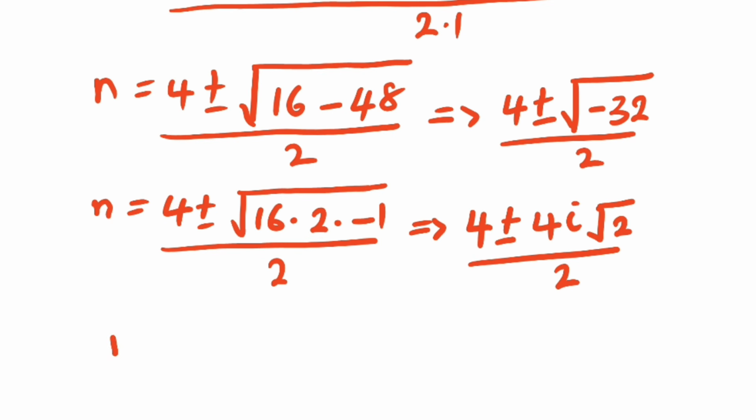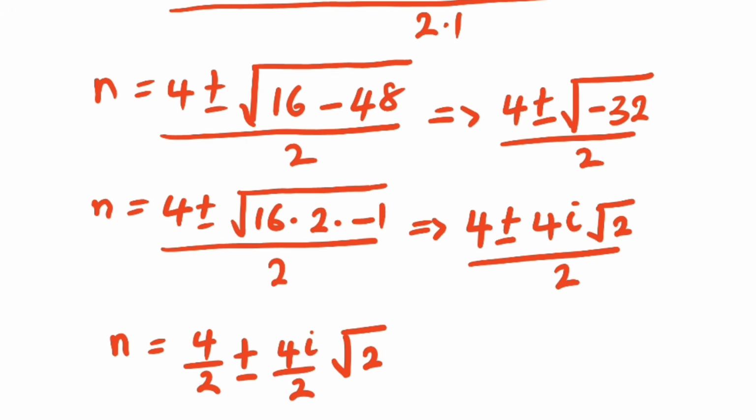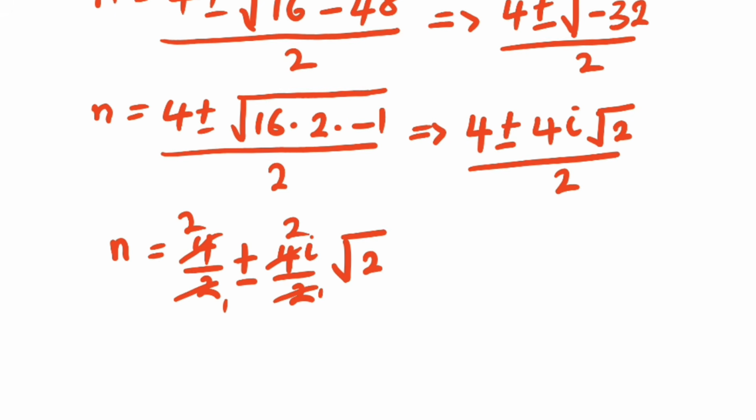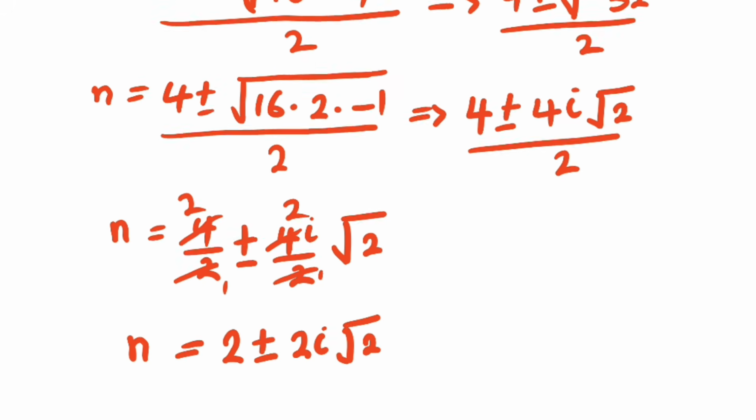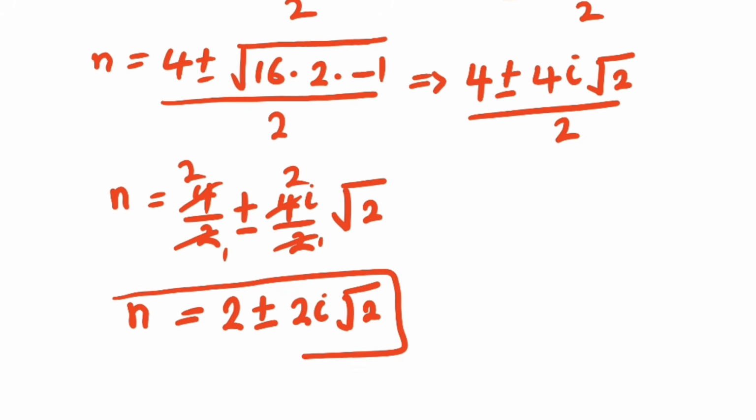So here we have n is equal to 4 over 2 plus or minus 4i root 2 over 2. 2 here, 1, 2 here, 2. n is equal to 2 plus or minus 2i root 2. This is other value of n.